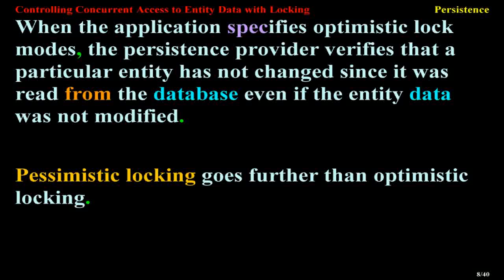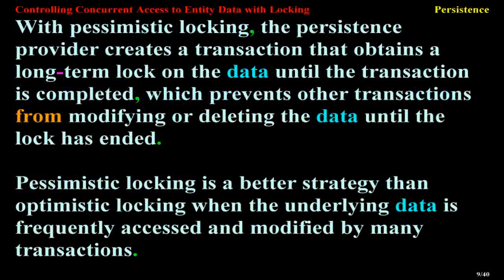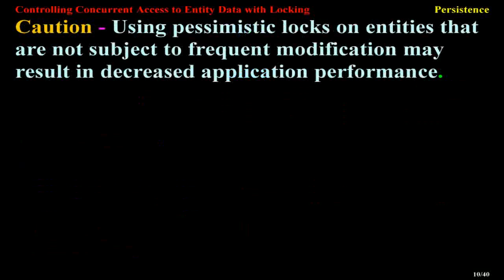Pessimistic locking goes further than optimistic locking. With pessimistic locking, the persistence provider creates a transaction that obtains a long-term lock on the data until the transaction is completed, which prevents other transactions from modifying or deleting the data until the lock has ended. Pessimistic locking is a better strategy than optimistic locking when the underlying data is frequently accessed and modified by many transactions. Caution: using pessimistic locks on entities that are not subject to frequent modification may result in decreased application performance.